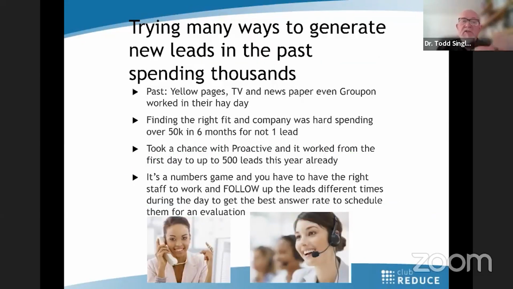See, many years ago, we used to do yellow pages, like a double truck, yellow page, TV, newspaper, billboards, Groupon. Oh, Groupon, man. 10 years ago, I made $40,000 in one day. Now, finding the right fit and company was hard. I remember about a year and a half ago, I spent $50,000 in 6 months with another marketing company, social media marketing and SEO. Zero, not one lead. I'm thinking, okay, am I stupid? After 6 months, I cut it off and said, if this ain't working, so I found Proactive. I took a chance. It worked from day one.